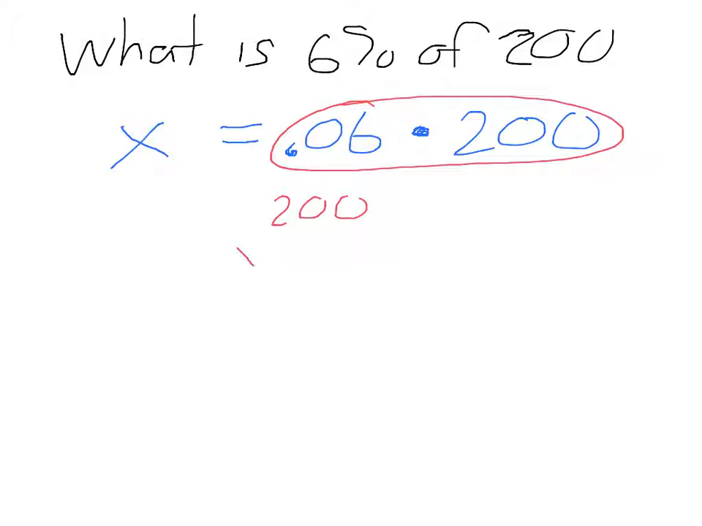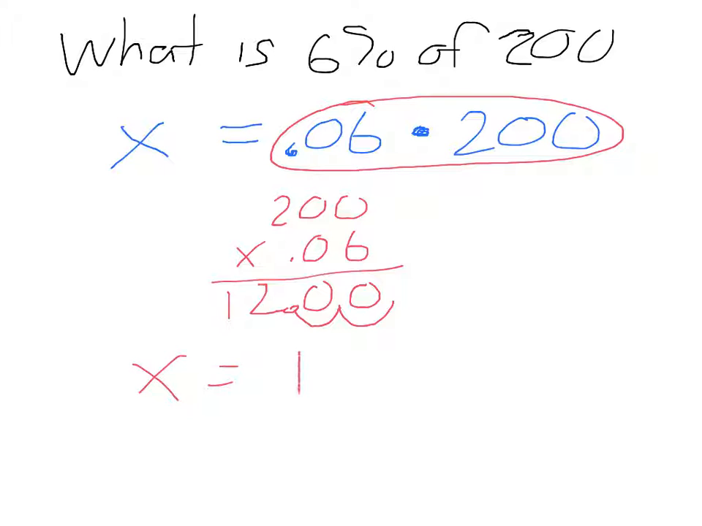Well, that's simple to do. What's 6 times 0? 6 times 2? 12. And do I have to do the 0.06? No. How many decimal points? So I find out that x equals 12. Make sense? Yes. Okay.